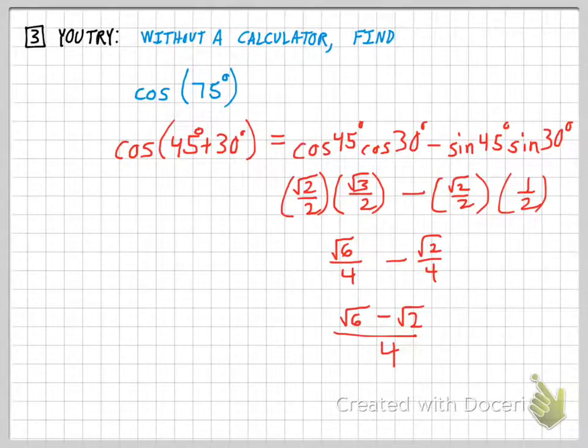Alright, hopefully you noticed that 75 was the sum of 45 and 30. And because of that, it's a lot like our last problem. The formula is very, very similar, except for a difference in the minus sign in the middle. So using the right formula and simplifying your answer, you should have gotten the square root of 6 minus the square root of 2 over 4. Great time to use your calculator as a check, but again, for these problems, we're expecting you to use the formulas and not just simply type in cosine of 75 and get a decimal answer.